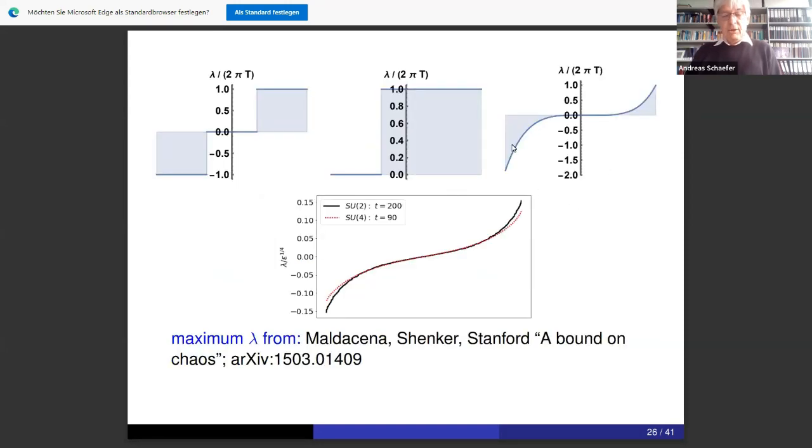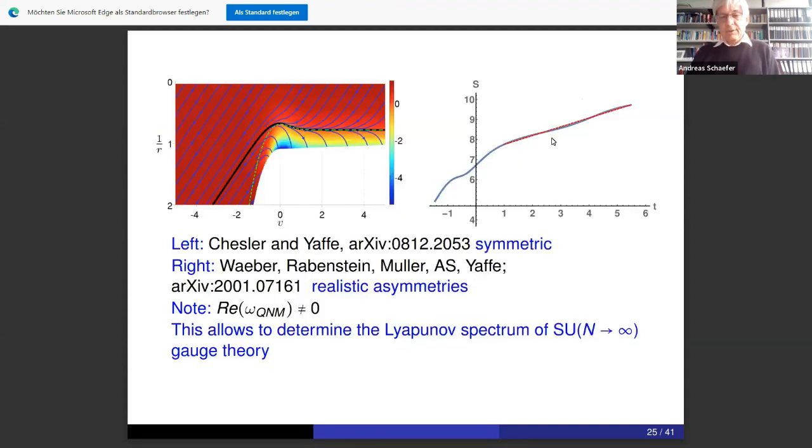Now, there was a prediction of how this should happen if you go to very large N SU(N) theory. The reason is that this slope classically is given by the sum of all positive Lyapunov exponents, and there is a suggestion in the literature by Masanori and collaborators that every single Lyapunov exponent becomes the maximum allowed by the Maldacena-Shenker-Stanford bound, such that, because this is the sum of all positive ones, the slope is directly proportional to how many of these positive Lyapunov exponents you have.